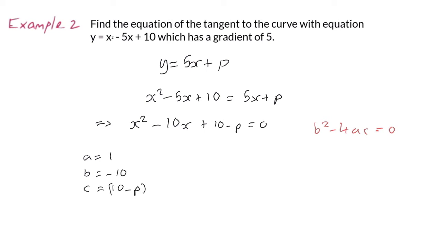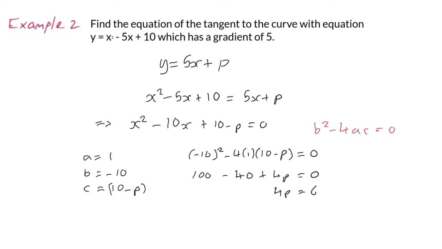We can set up the statement that the discriminant, which will be negative 10 squared minus 4 times 1 bracket 10 minus p, must equal 0. And this will allow us to work out the value of p. 100, we're going to have minus 40 plus 4p must equal 0. And we'll see that that gives us 4p. 100 minus 40 is 60, but as we've taken 60 away from both sides, that will be negative 60. So p must equal negative 15.